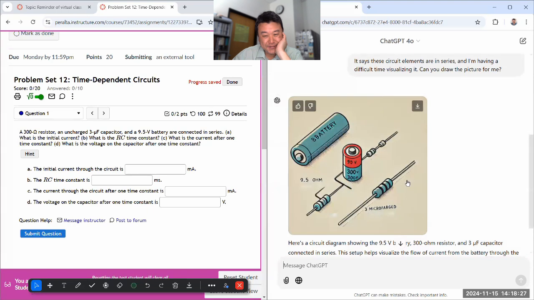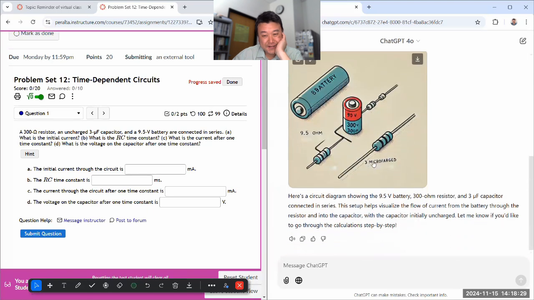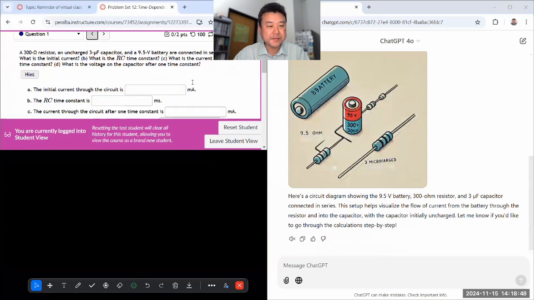This is so crazy. Yeah, that doesn't work. So let's do this. I think I can draw the circuit myself, and then ask it to help me with the analysis part.